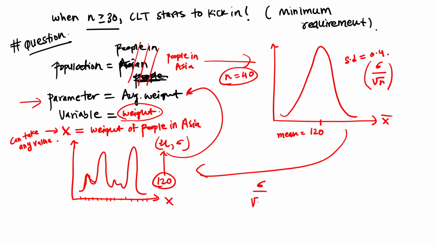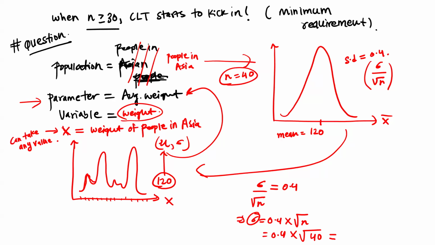So how do you solve for, if the standard deviation of this distribution is 0.4, what is the standard deviation of the population distribution? What is n here? 40, right? And whatever you get is the standard deviation of the population that we had no idea about. So this is how you use the central limit theorem.